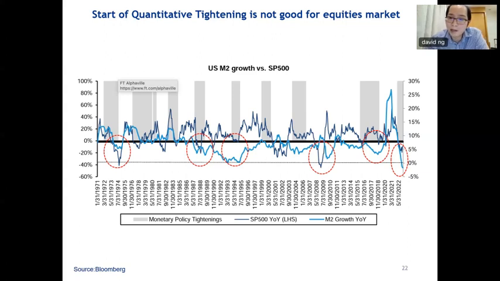When the Federal Reserve starts to tighten, that's where we start to see equities markets start to adjust downside. So all these factors are pointing to supporting factors for the gold market to rally.